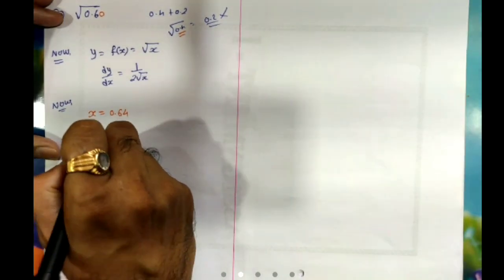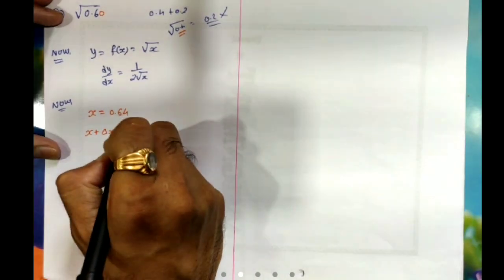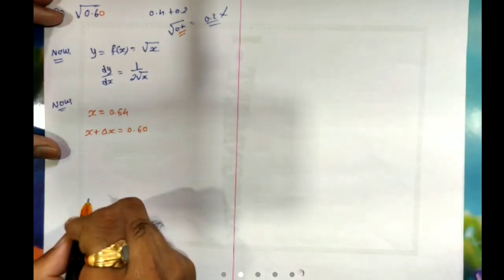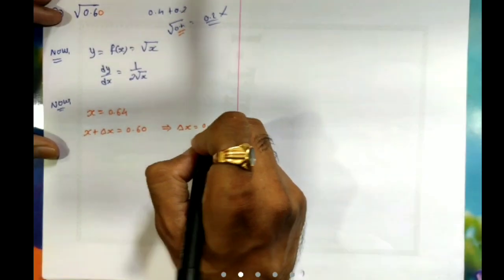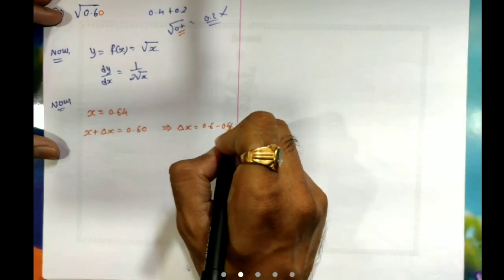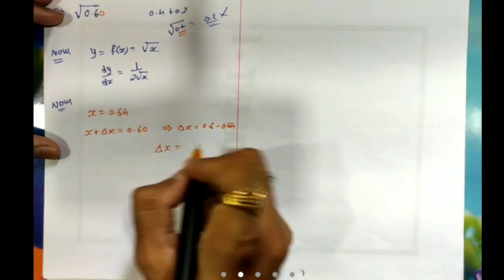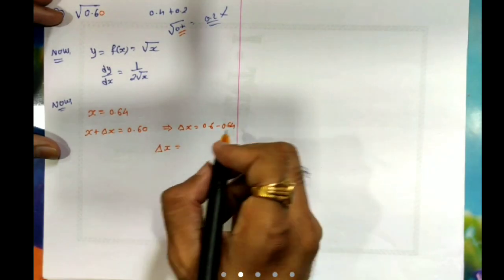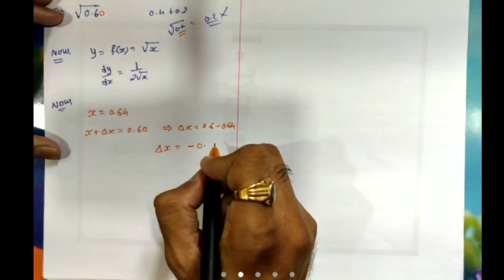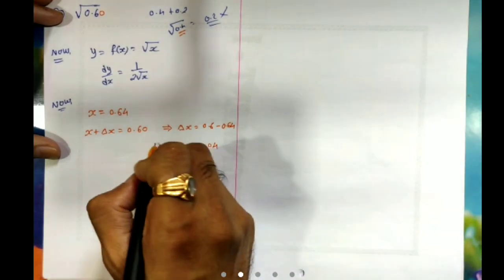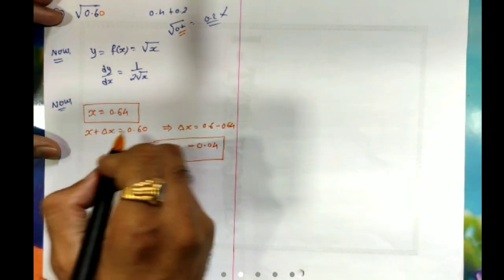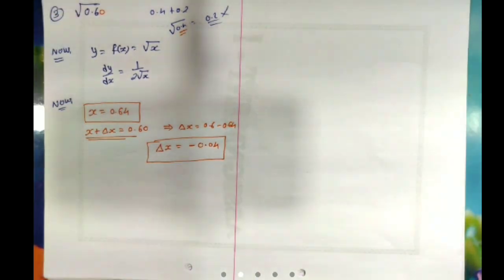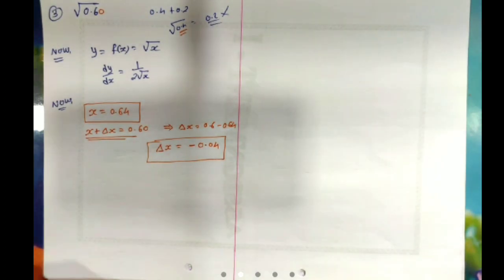So now we can write x plus delta x as the given number, which is 0.60. Therefore our delta x is 0.60 minus 0.64, so it's minus 0.04. So this is our delta x, this is our perfect x, and this is the value of x plus delta x. Okay. So now next step is to find the delta y.